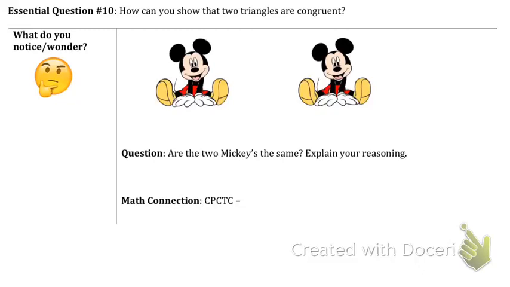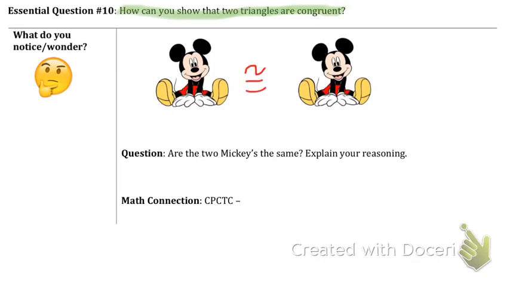All right, ladies and gentlemen, we're going to talk about how do we show that two triangles are congruent. So let's take a look at the two pictures of Mickey Mouse here. If you look at them, these two Mickeys are exactly the same. When two things in geometry are exactly the same, whether it's two lines or two shapes, we call them congruent.